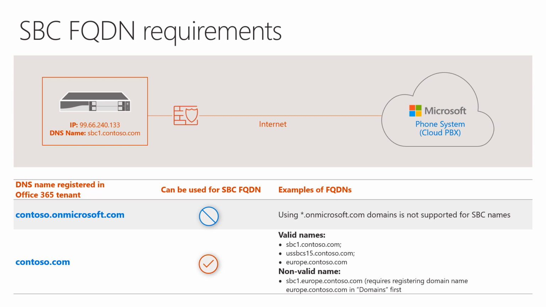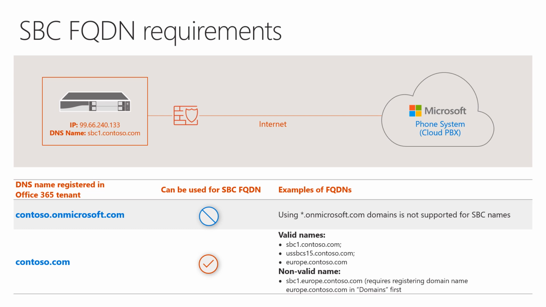Microsoft communicates to the SBC via the FQDN, so you need to have a fully qualified domain name so that Microsoft can locate and find your SBC. It's important that the domain of this FQDN is registered with Microsoft. That means you cannot use an onmicrosoft.com domain. It's not supported for SBC names. You need to have a vanity domain.